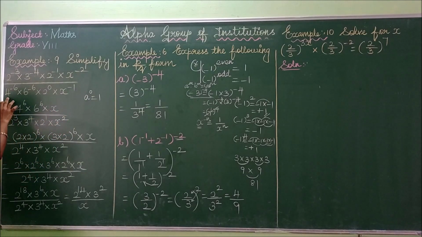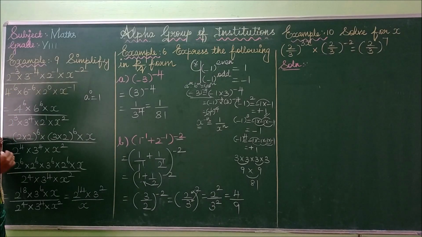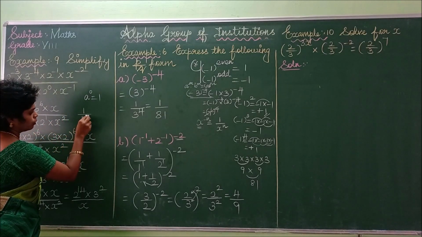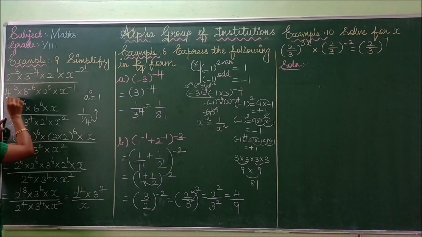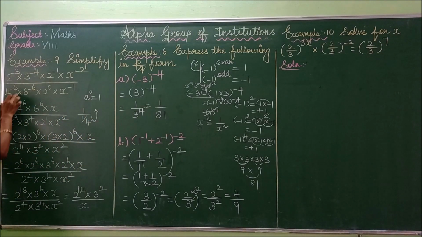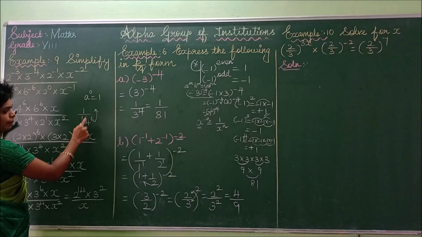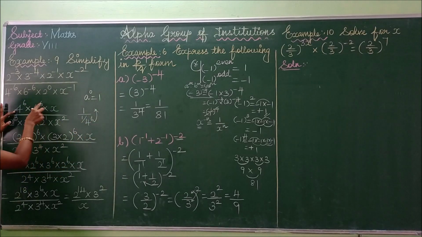Here, 4 power -6. What is 4 power -6? It is 1 divided by 4 power 6, which is in the denominator, so I am directly taking it to the numerator as 4 power 6. Similarly, 6 power -6 can be represented as 1 divided by 1 by 6 power 6, which is also a denominator of a denominator, so I am taking it to the numerator.